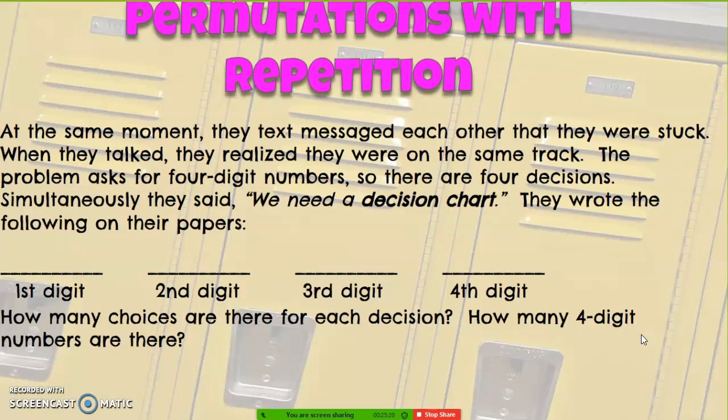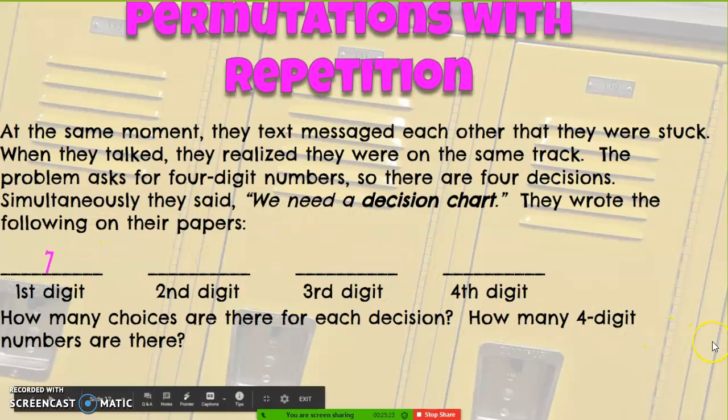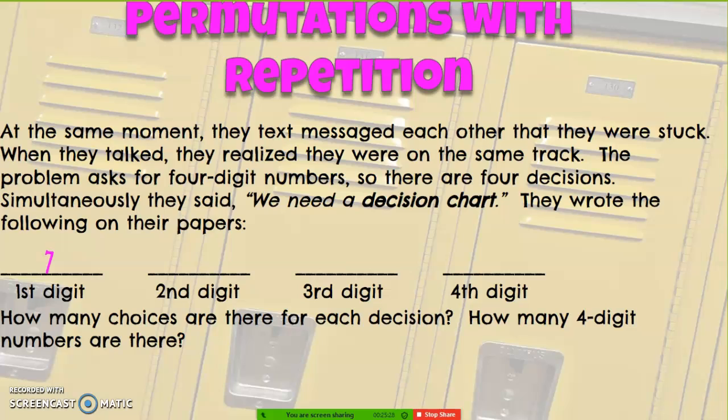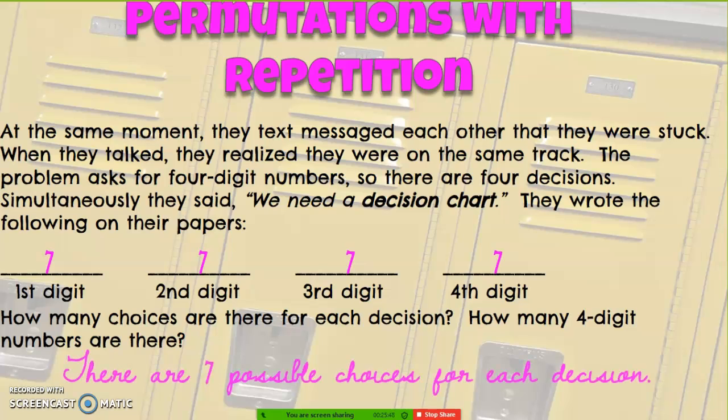So there are 7 possible choices for the first digit. Now, they are allowed to repeat the numbers. So there are also 7 possible choices for their second decision, 7 for the third and 7 for the fourth. Pause the video, see if you can figure out how many 4-digit numbers are possible here. There are 7 possible choices for each decision. So there are 7 to the 4th power, or 2,401 possible combinations.